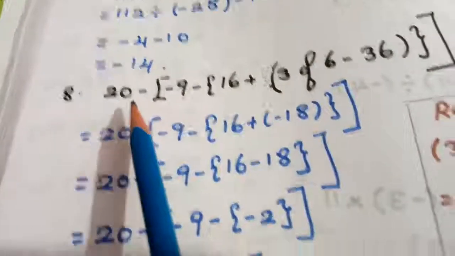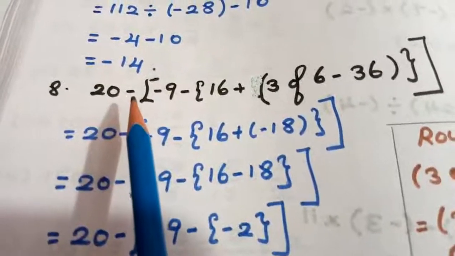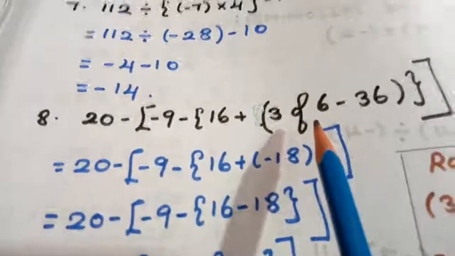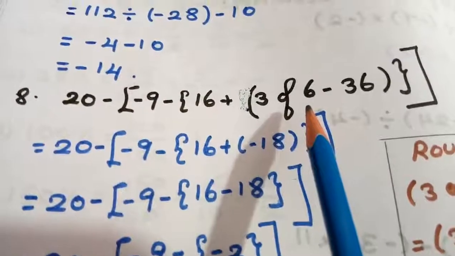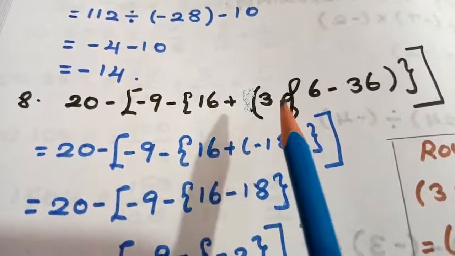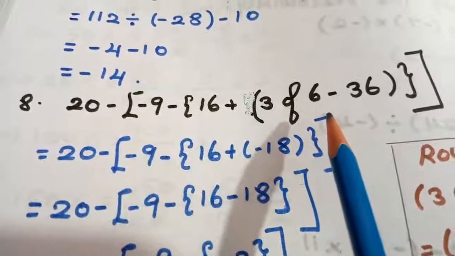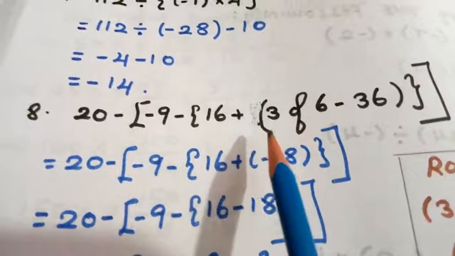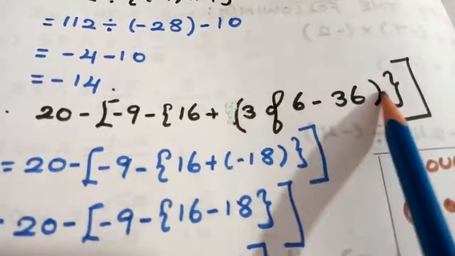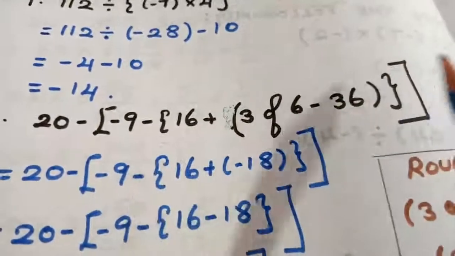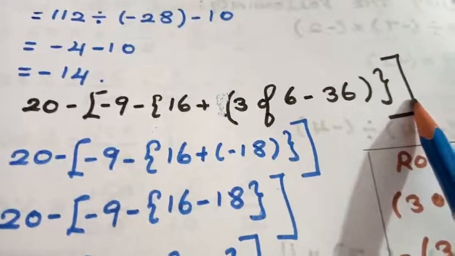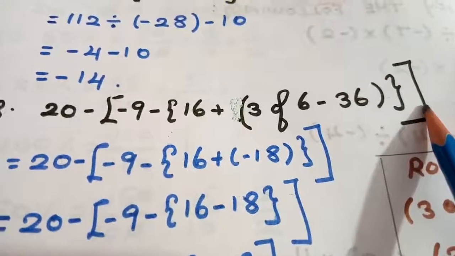Coming to question number 8. This particular sum is a little bit complicated, but don't get confused here, students. What is the rule? First bracket, of, division, multiplication, addition and subtraction. In this case, you have three different types of bracket. The first one is the open bracket, then the flower bracket, then the square bracket. Totally, you have 4 different types of bracket.